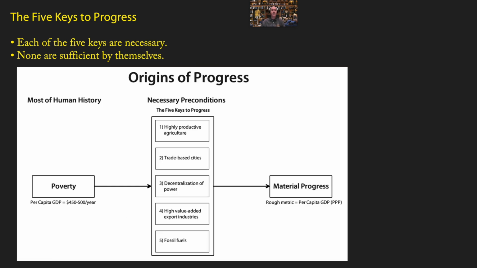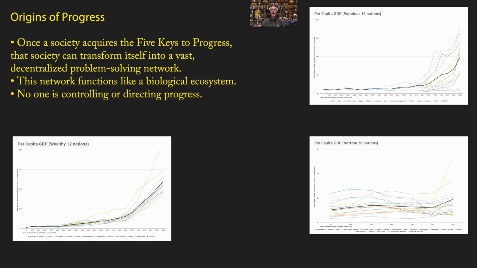So, each of these 5 keys to progress are necessary, but none of them are sufficient by themselves. To experience progress, a society needs a critical mass of all 5 of these keys to progress. Once a society acquires the 5 keys to progress, that society transformed into a vast, decentralized problem-solving network where everybody in their daily lives goes about solving other people's problems at scale, and then everyone gets to decide which one of those solutions we want to purchase or copy.